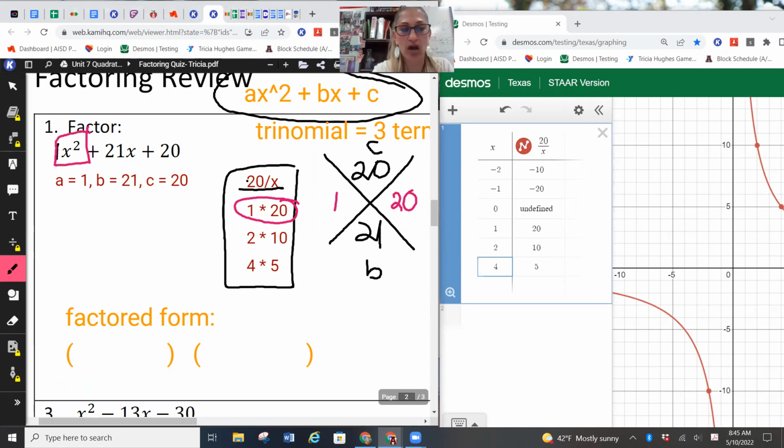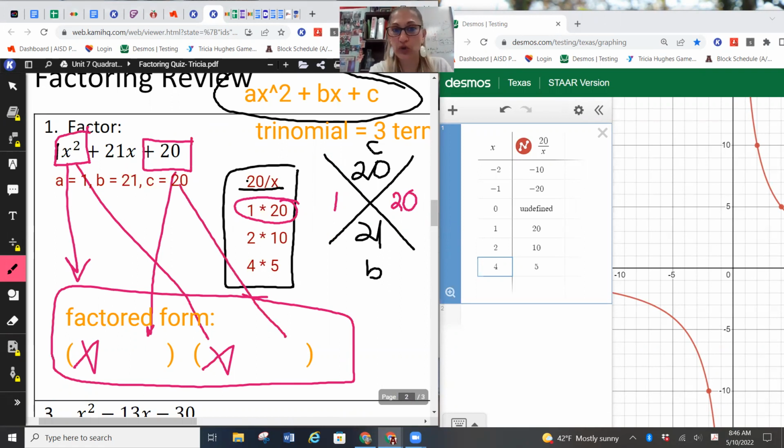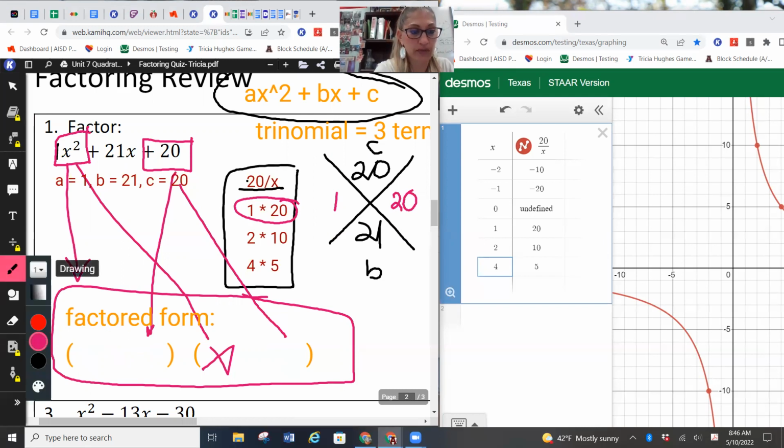So inside of our factored form, this is where we write our answer. I'm going to put x times x as the first term in each parenthesis. The last term, which is our c, also goes in the box. And the 2 numbers that go in this box are the 1 and the 20. So x plus 1 and plus 20.